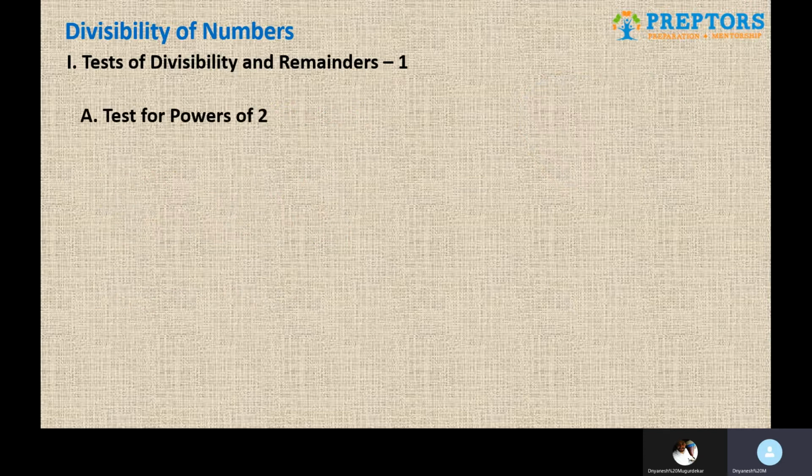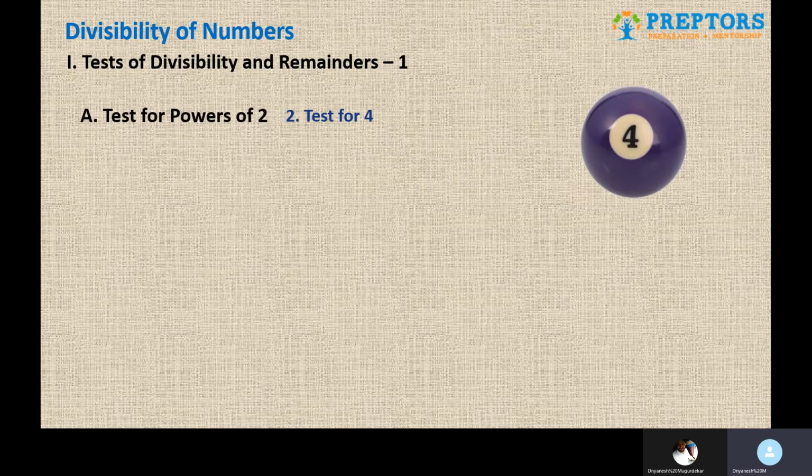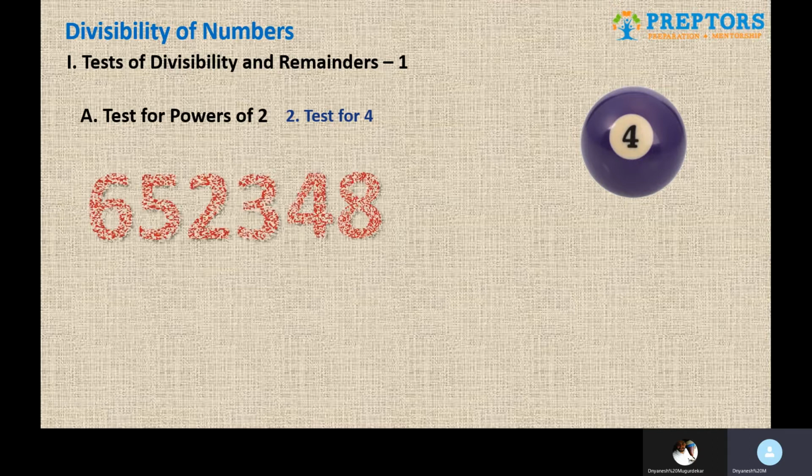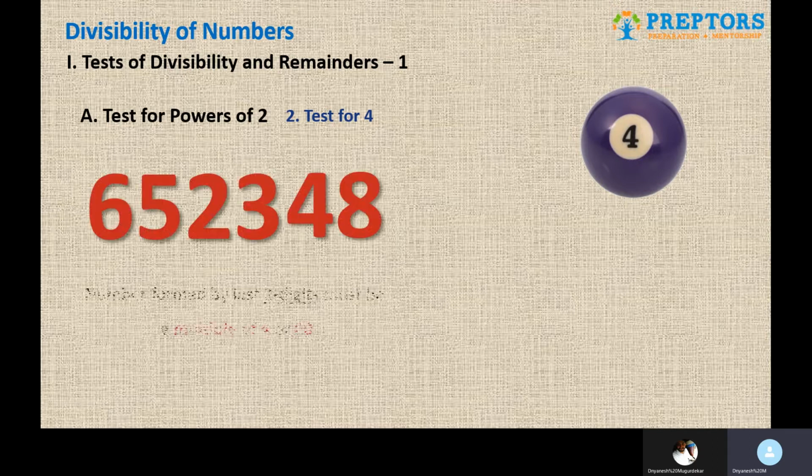The second power of 2 is basically 2 raised to 2, which is 4. How do we decide whether a number is divisible by 4 or not? Because 4 is the second power of 2, we look at the last two digits of the number. If the last two digits of the number are divisible by 4 or are double zero, then we say that the entire number is divisible by 4.